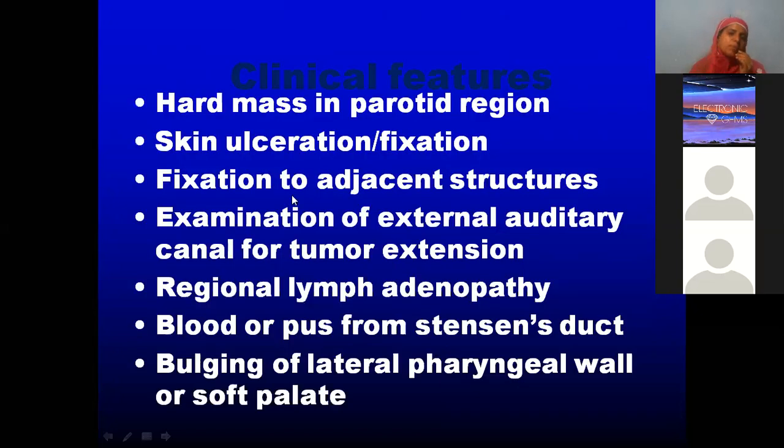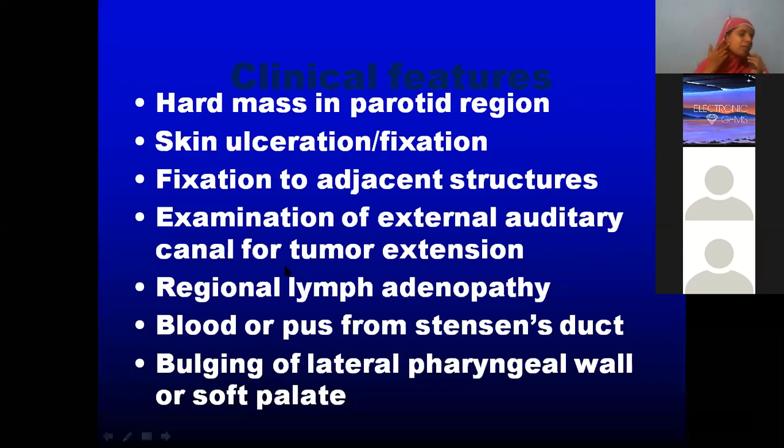In case of a parotid tumor, when we feel that mass, it will be hard on touch. The skin also may show ulceration or it may be fixed. Why is it fixed? Due to the unyielding nature of the parotid fascia. Examination of the external auditory meatus also becomes difficult because the tumor will be growing. Always for any cancers, we have to check for regional lymph nodes nearby.